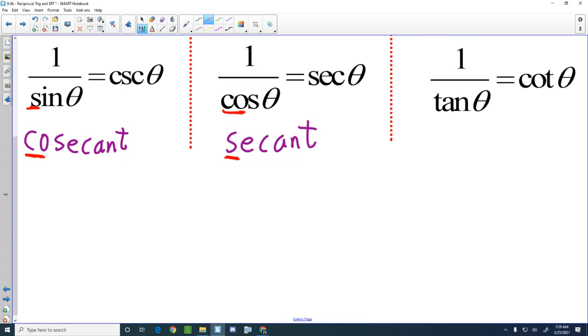The last one, 1 over tangent, is COT. Want to take a guess as to what COT stands for? Tangent and cotangent. Nice and easy. Tangent, it's just put a co in front of it, and that's COT for cotangent.